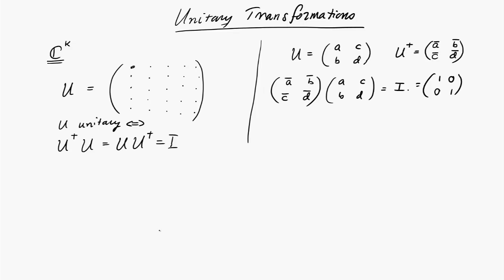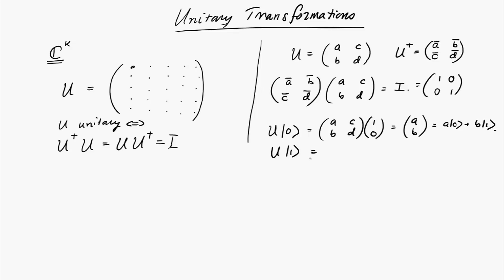So first, let's try to understand what this matrix U represents. It's telling us what happens to the space. So what does U do to the zero vector, the zero state? The zero state is this vector. And so what do you get? It picks out the first column of U, which is A0 plus B1. Similarly, U times the 1 state picks out the second column of U.